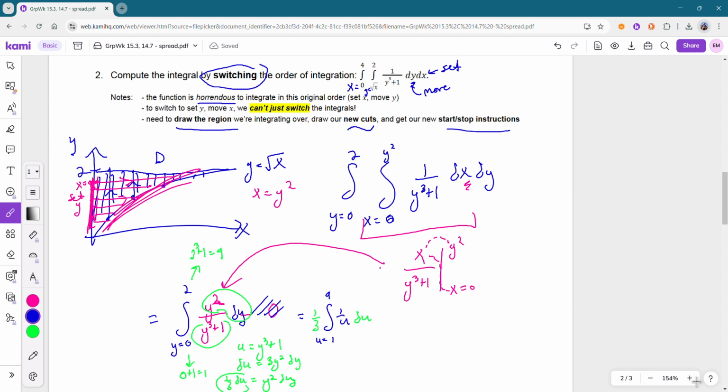which has the clean integral of natural log. So this is 1/3 natural log. Technically, we should include absolute values there, evaluated from u equals 1 up to 9. We get 1/3 natural log of 9 minus 1/3 natural log of 1, which of course disappears, and we're left with our final answer.